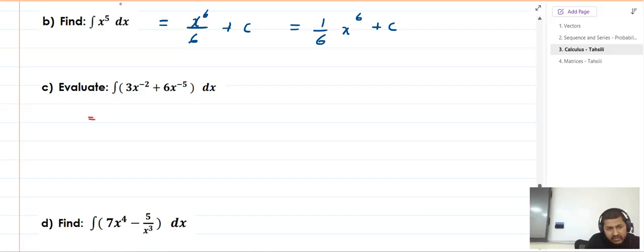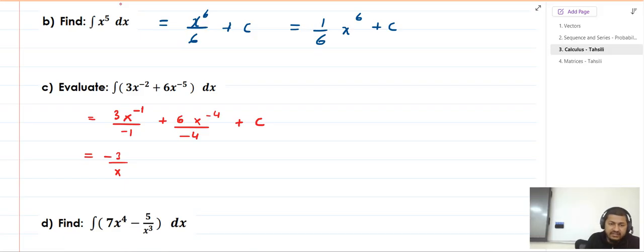We get 3x to the power, add 1 to the power, you get negative 1, divide by negative 1, plus 6, add 1 to the power there, you get negative 4 over negative 4, plus c. Now 3 divided by negative 1 is negative 3, x to the power negative 1 goes down. 6 divided by negative 4 is negative 3 over 2, x to the power 4 goes down, right, plus c, and that's my final answer.